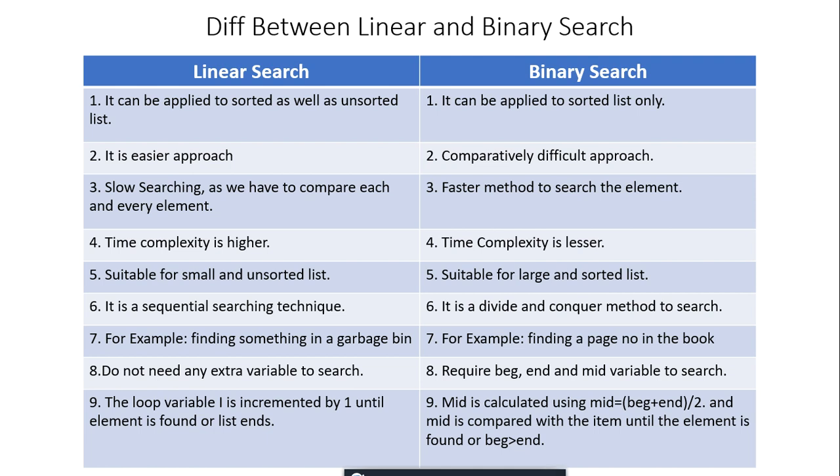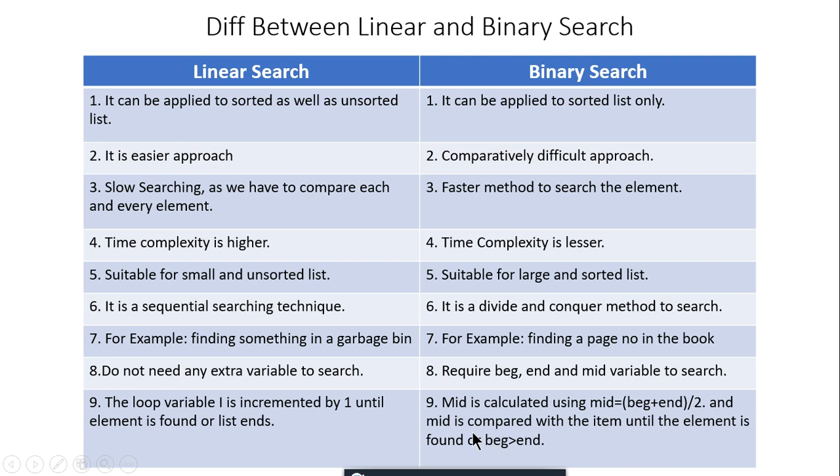To implement linear search you do not need any extra variable, whereas to implement binary search you need some extra variables like beginning and middle variables. In linear search, to move from one element to the next, you increment your loop variable i by 1 until the element is found or the list ends. Whereas in binary search we calculate mid using this formula: beginning plus end divided by 2.